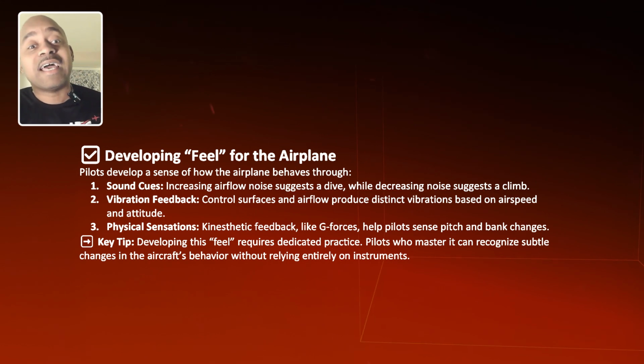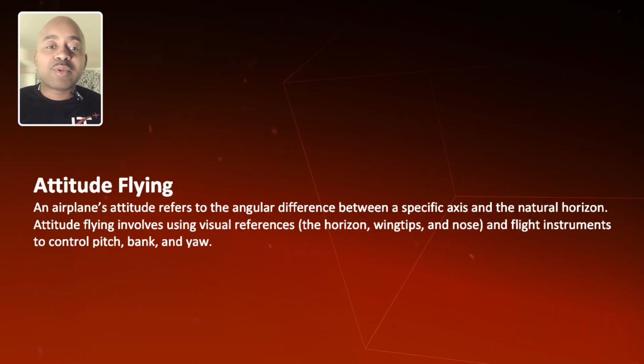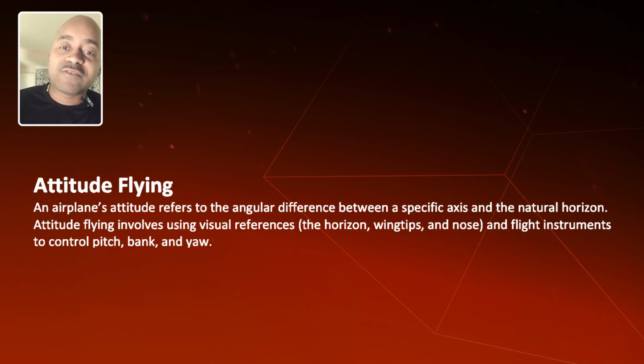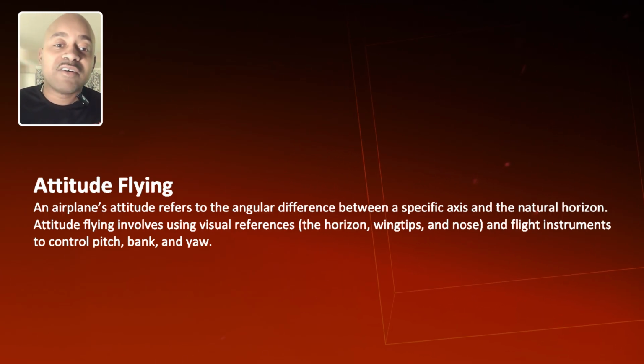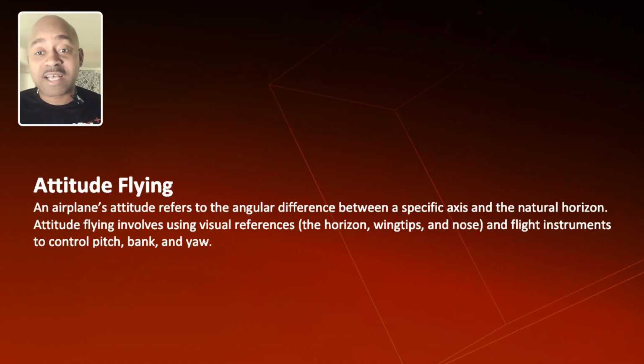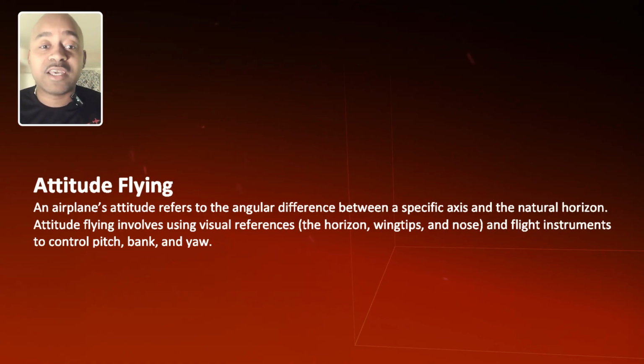Next section is attitude flying. An airplane's attitude refers to the angular difference between a specific axis and the natural horizon. So attitude flying involves visual references, the horizon, wingtips, and nose, and flight instruments to control the pitch, bank, and yaw.